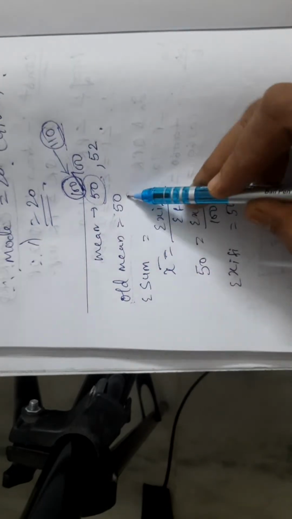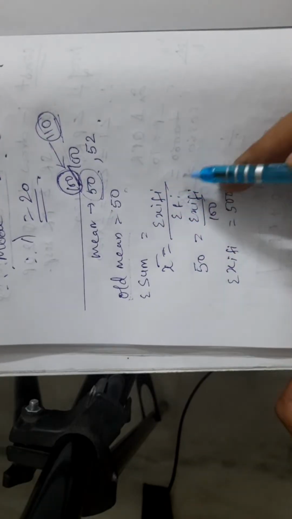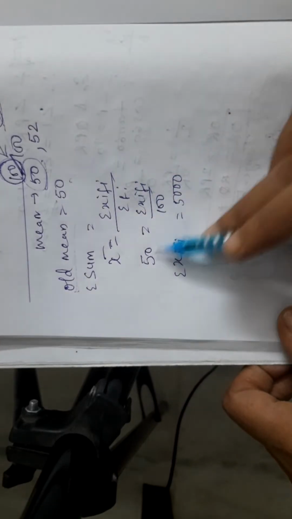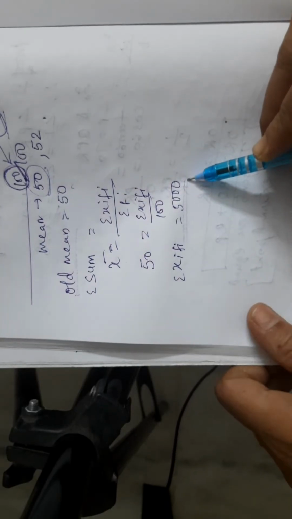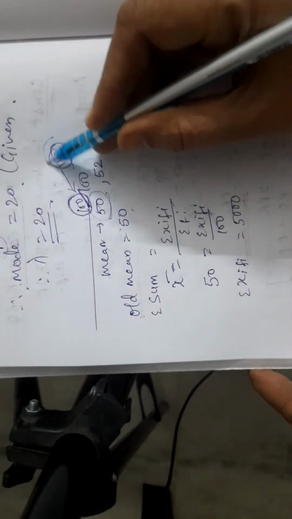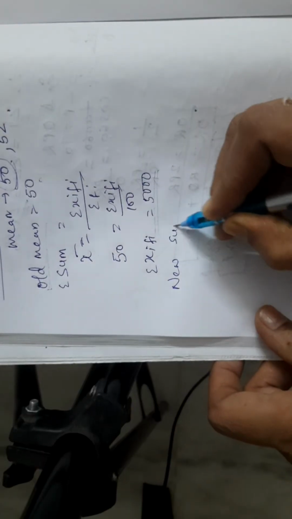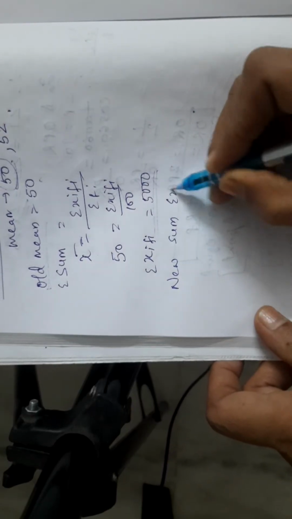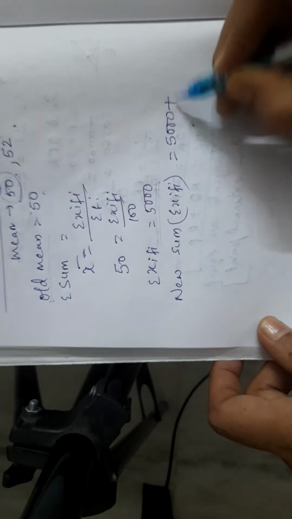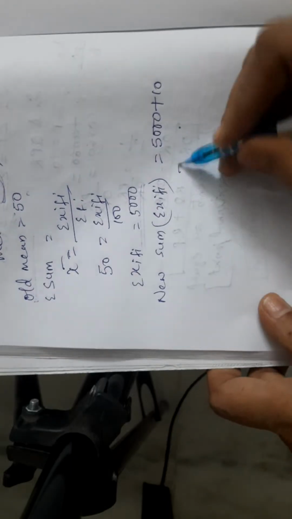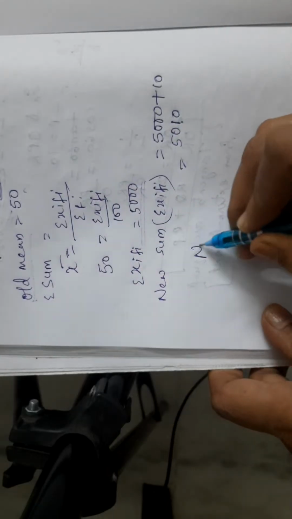As per the old mean, it's 50. The formula is mean is sum of observations upon number of observations. Mean is 50, so by cross multiplication, the sum of observations is 5000. But what they found is that there is a difference of 10 in the last number. Now the new sum is 5000 plus 10, as there is an increase of 10. So it's 5010.